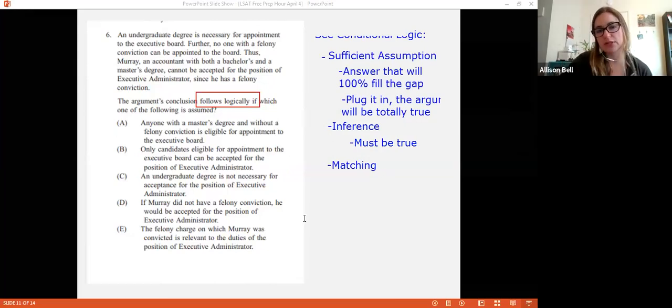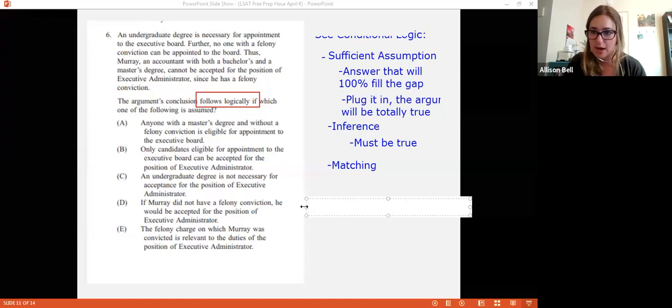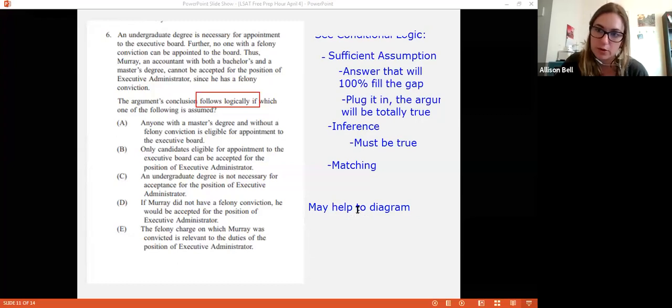And what it means when you see conditional logic is you want to trigger your conditional logic knowledge. Okay, I can take contrapositives, I cannot negate the logic, I cannot reverse the logic. That should all be springing to mind. You may also find it helpful to diagram these arguments. That's totally up to you. You should do it if it helps. I'll show you how. You don't need to do it if you are able to solve the problem without diagramming.